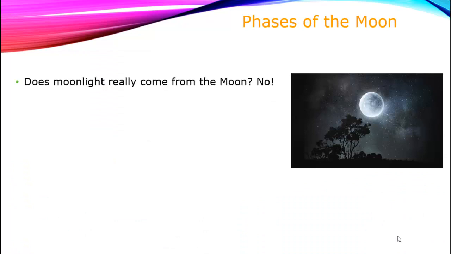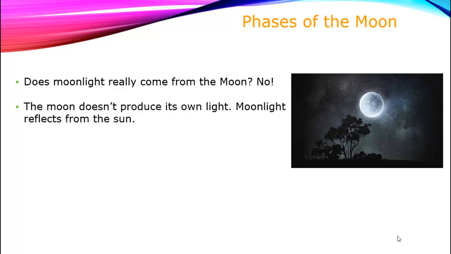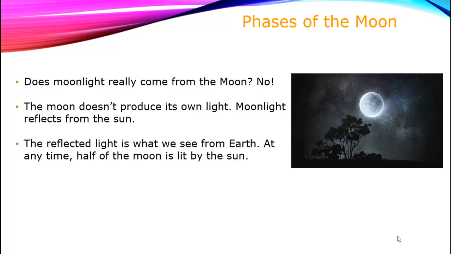First, moonlight. Does moonlight really come from the moon? No. So, where does it come from? It comes from the sun. The moon reflects the sunlight. So, the moon doesn't produce its own light because the moon is a huge sphere of rock, and rock doesn't produce its own light. This reflected light is what we see from Earth. At any time, half of the moon is lit by the sun.